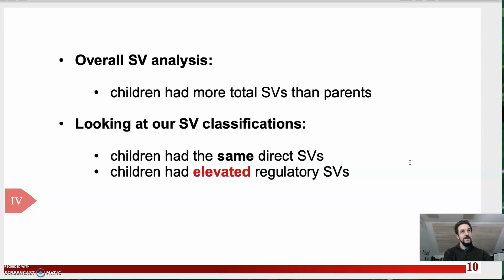However, using our classification from the method in figure 1, we found it very interesting that the children had elevated regulatory classified SVs. So they had poised enhancers, they had active enhancers, they had a few promoters, and these were elevated on average more than any of the parents. So that's the overall analysis.